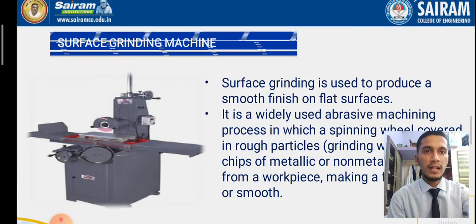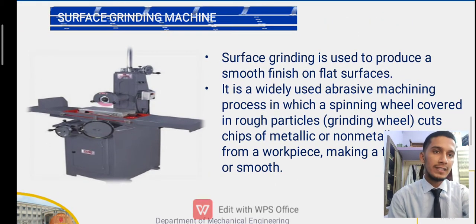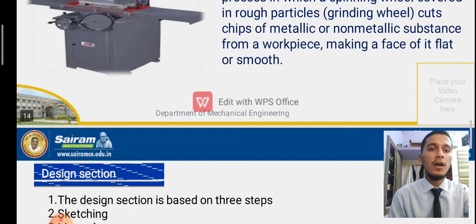So coming to the next slide, that is the surface grinding machine. The surface grinding machine is used to produce a smooth finish and a flat surface. It is a widely used abrasive machining process in which a spinning wheel covered in rough particles cuts the shape of the material, producing a flat or smooth workpiece.